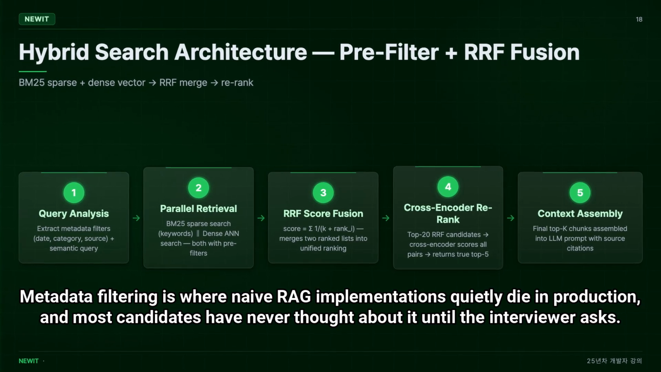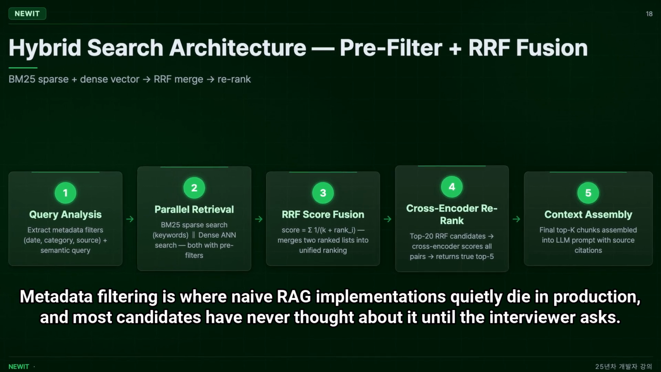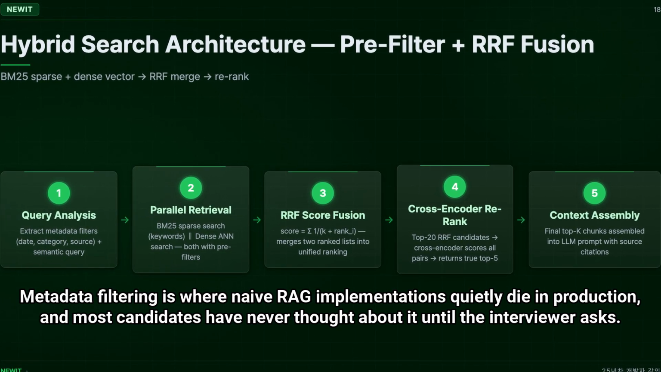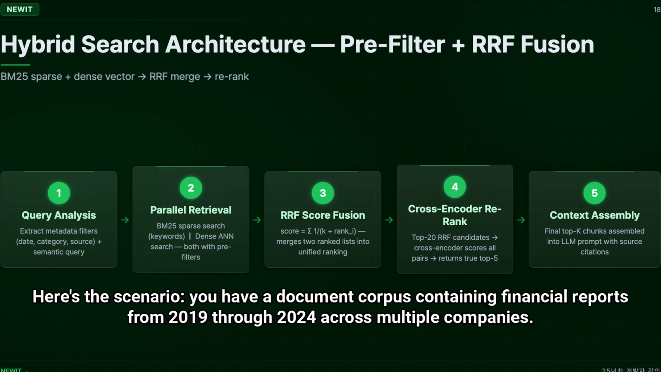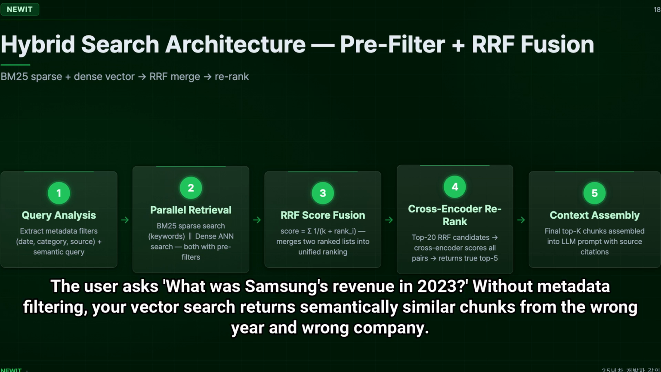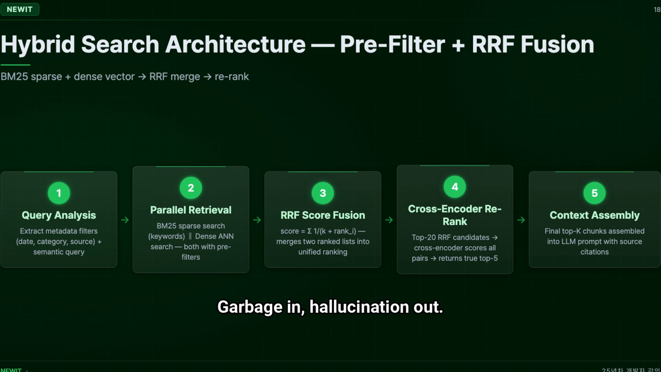Metadata filtering is where naive RAG implementations quietly die in production, and most candidates have never thought about it until the interviewer asks. Here's the scenario. You have a document corpus containing financial reports from 2019 through 2024 across multiple companies. The user asks, what was Samsung's revenue in 2023? Without metadata filtering, your vector search returns semantically similar chunks from the wrong year and wrong company. Garbage in, hallucination out.